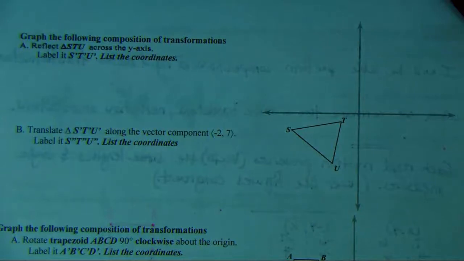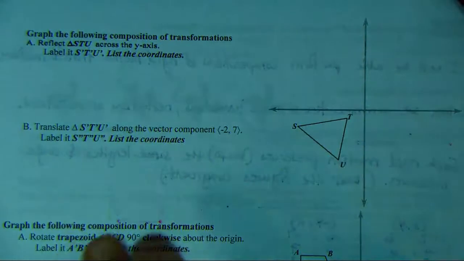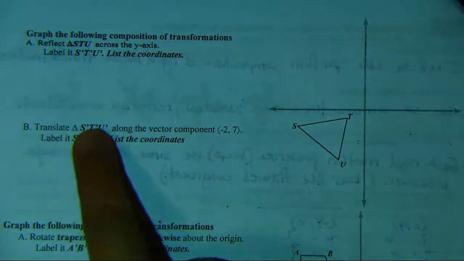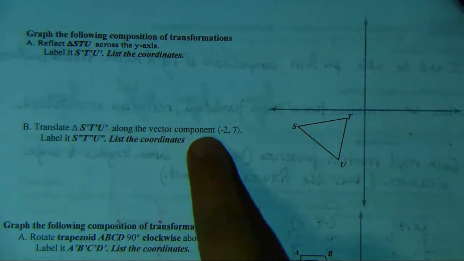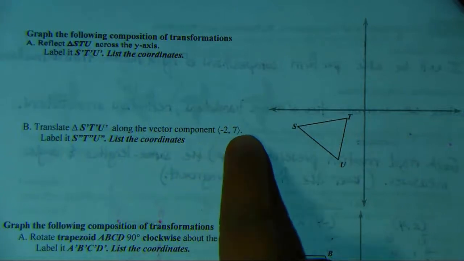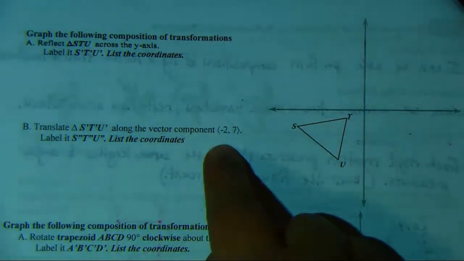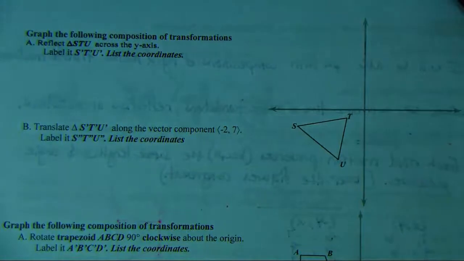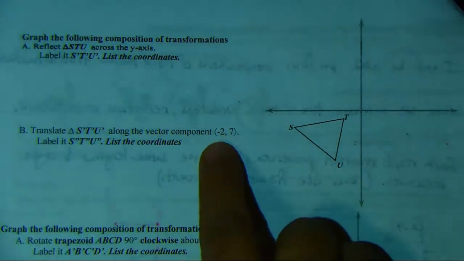It says graph the following composition of transformations. We want to reflect across the y-axis, and then we're going to translate along the vector component of <-2, 7>. Remember vectors, right? It's the same thing as the rule, but without the x and the y. But this -2 is the x component.